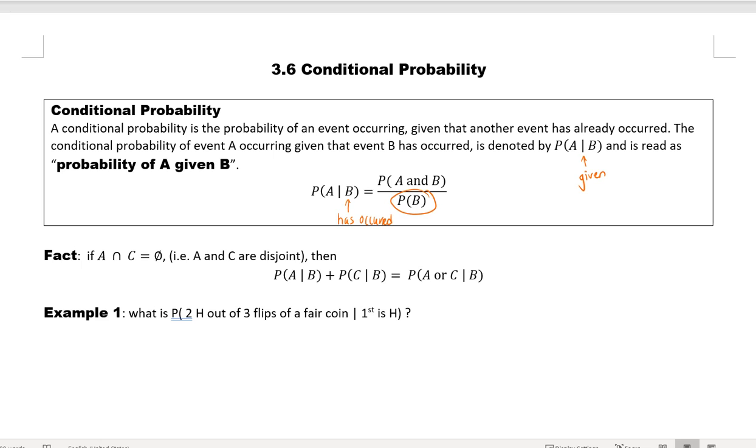Okay. Fact: if A and C are disjoint, then probability of A given B plus probability of C given B equals probability of A or C given B. Why is that? By definition of conditional probability, this is P of A and B given B has already occurred. This is P of C intersect B given that B has occurred. So now, because the denominator is the same, we can just add the numerators, P of A and B plus P of C and B.